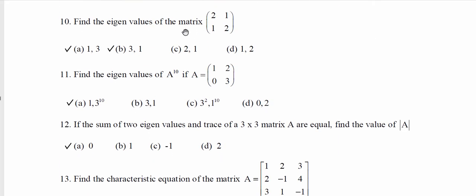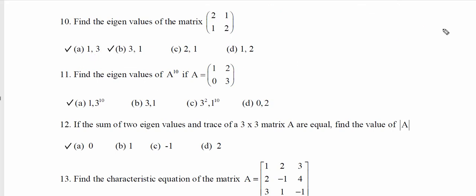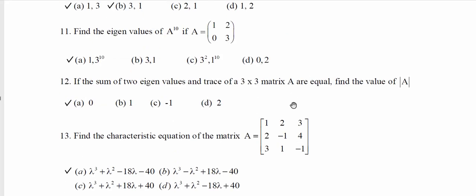Next one: find the eigenvalues of the matrix. As usual, we can find the eigenvalues by using the characteristic equation. For a 2 cross 2 matrix, the characteristic equation is lambda square minus s1 lambda plus s2 equals 0. Here s1 is the summation of diagonal entries, 4, and s2 is the determinant, 4 minus 1, which is 3. By factorization, lambda equals 1, 3 or 3, 1. Both are the same answer.